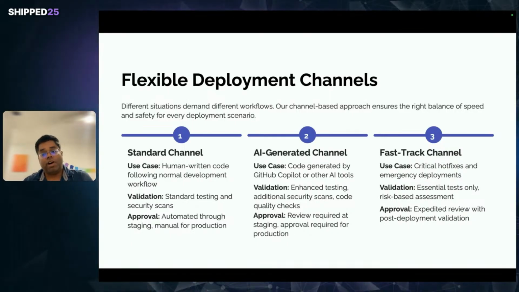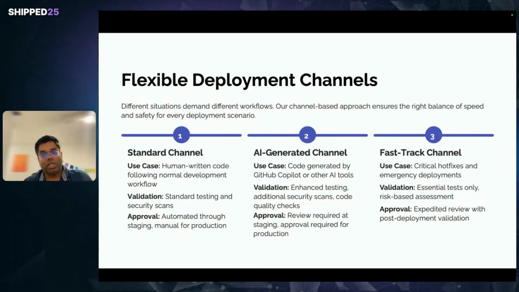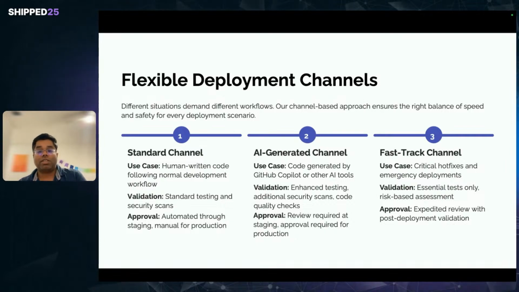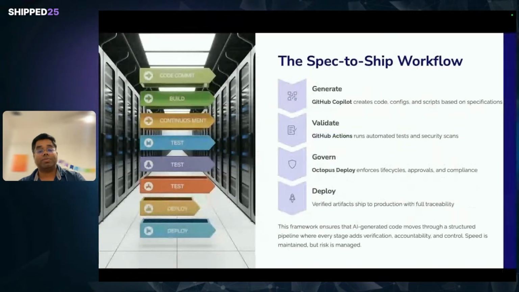And also the fast track channel, where you can have an expedited review, because that's where it's more about speed and quality. You cannot have more approval gates in there, right? So for the fast track channel, even though it's AI generated, you can take a risk-based assessment to expedite the review process for the post deployment. So these are the three different deployment channels you can create: the normal development workflow, the AI-generated workflow, and then the fast track workflow.